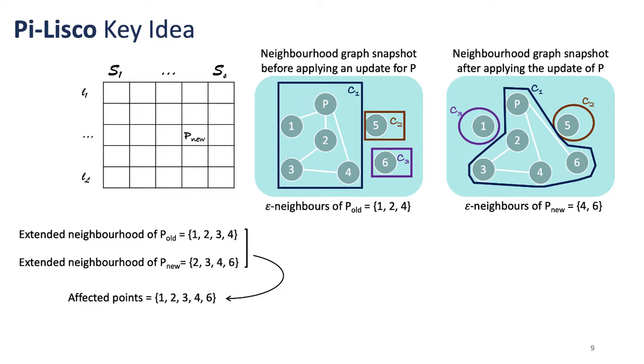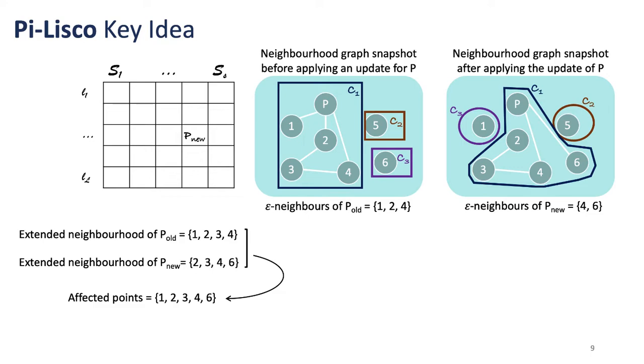Since connected components in the neighborhood graph represent clusters, on an update of a point, Pi-Lisco searches for affected points, knowing that these are potentially the ones that may change their cluster membership. So it is not necessary to traverse the whole graph to update the clusters. Instead, it is sufficient to traverse the affected points and update their clusters. This is the main intuition behind Pi-Lisco, to cluster the points incrementally while updating them.